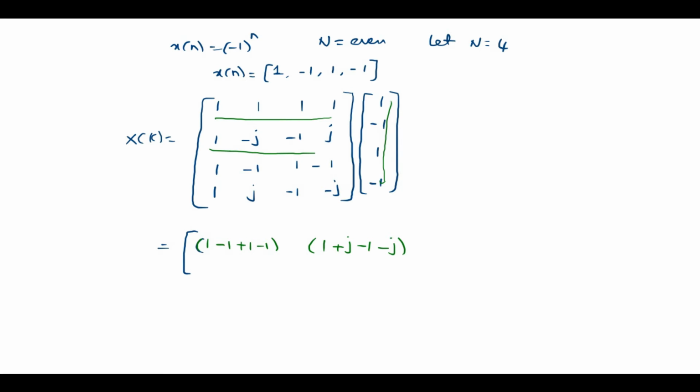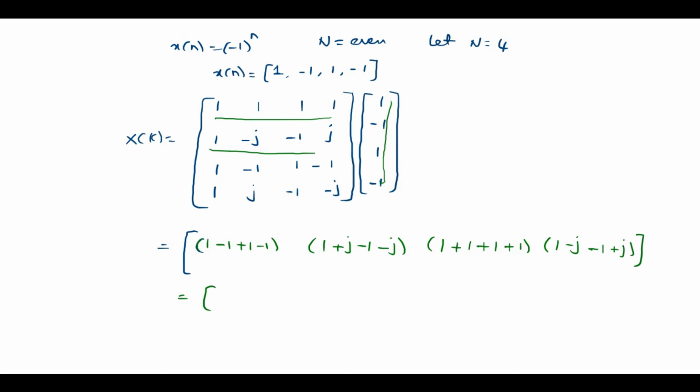The third row is multiplied with the sequence x of n. So 1 into 1 is 1, minus 1 into minus 1 is plus 1, 1 into 1 is plus 1, next minus 1 into minus 1 again plus 1. Next, the fourth row is multiplied with the sequence, that is 1 into 1 is 1, j into minus 1 is minus j, minus 1 into 1 is minus 1, minus j into minus 1 is plus j.